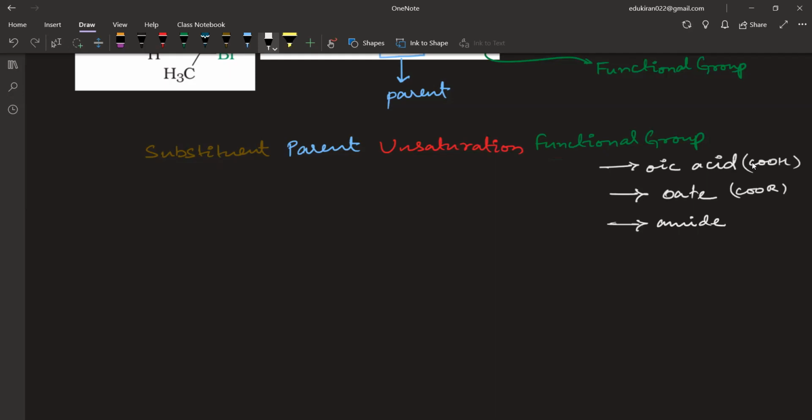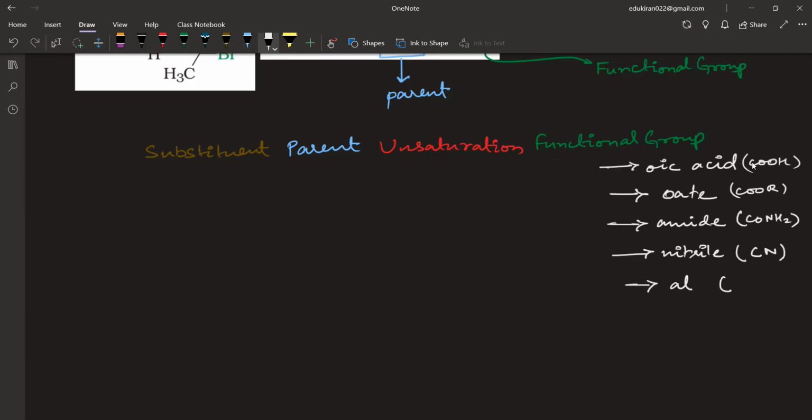Now, I am skipping a few things here, but these are the ones which are very prominent and which you will constantly keep encountering, okay? So amide, it is what? CONH2. Okay? Next, nitrile, CN. Okay?